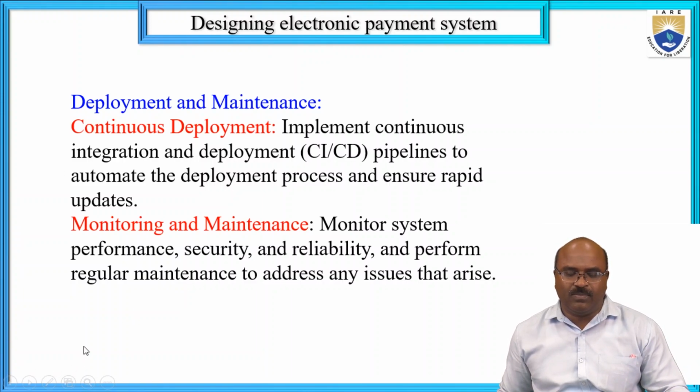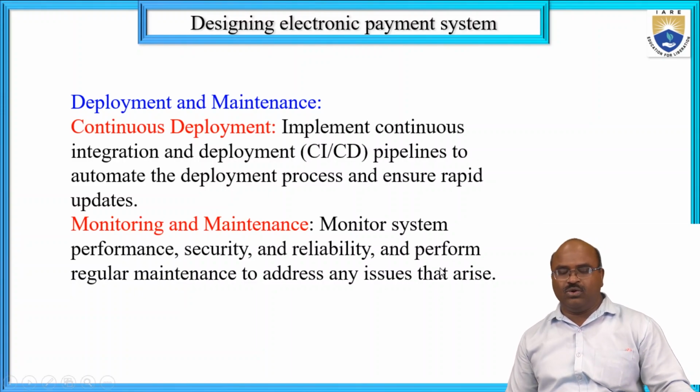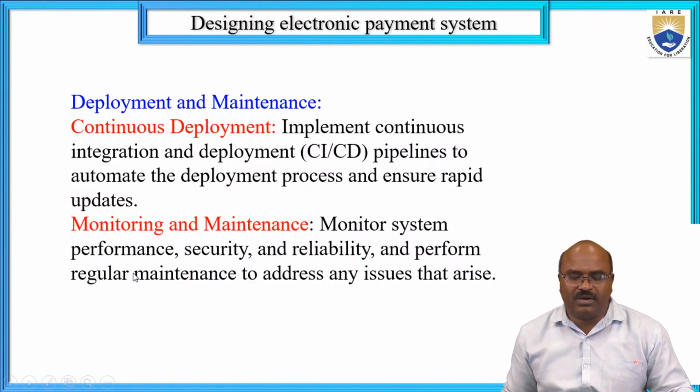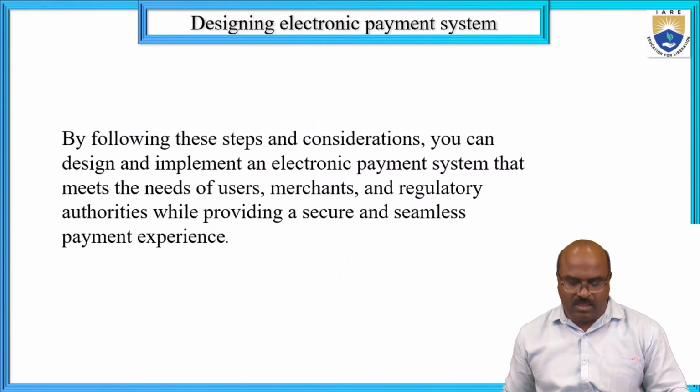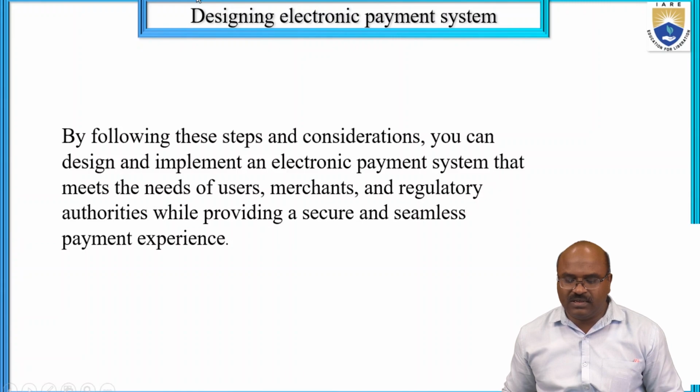The second point is monitoring and maintenance, which also comes under deployment and maintenance. Monitor system performance, security, and reliability, and perform regular maintenance to address any issues that arise. So continuous deployment and monitoring and maintenance come under deployment and maintenance of the electronic payment system. This is the entire picture of deployment.